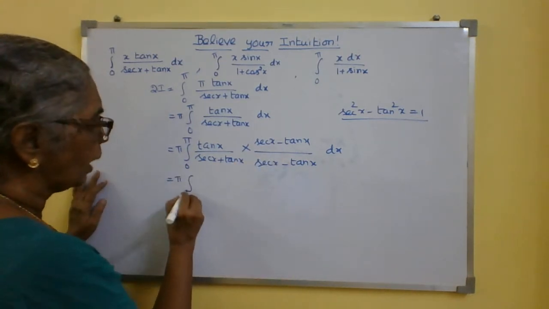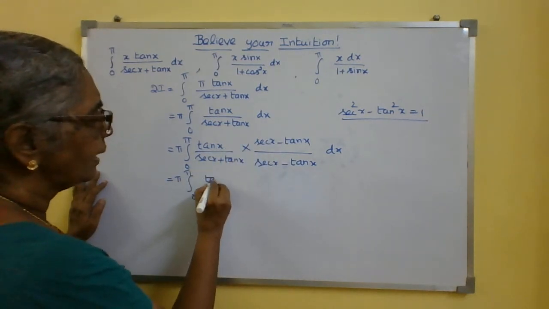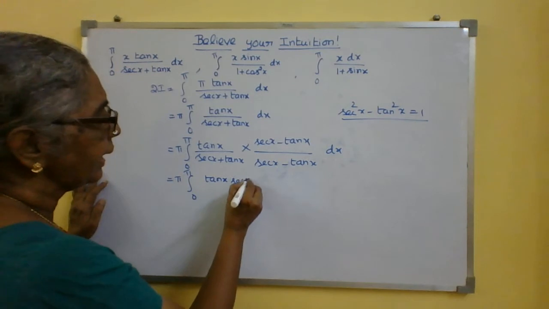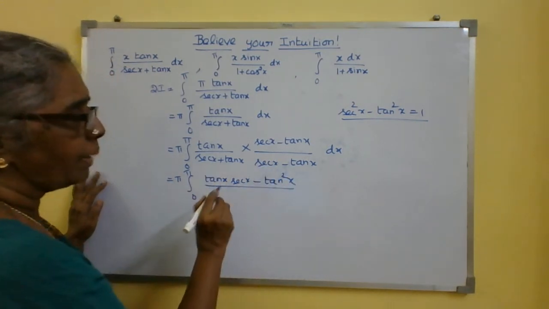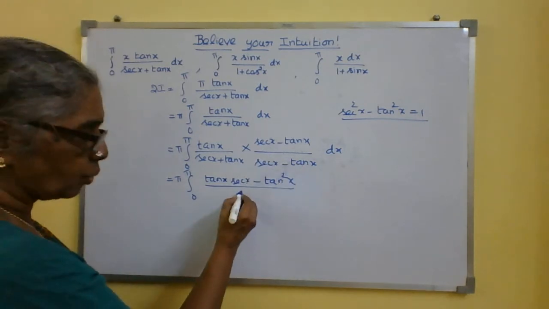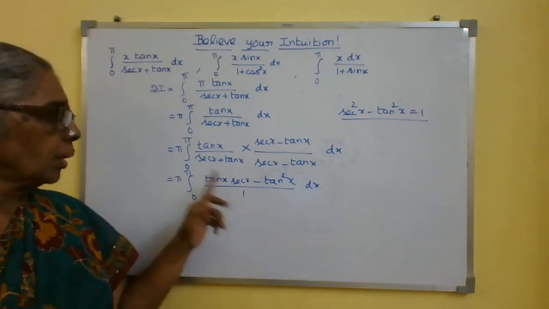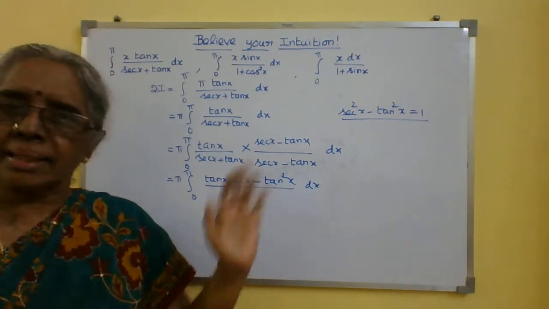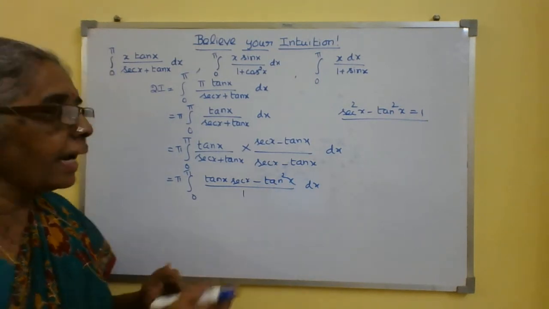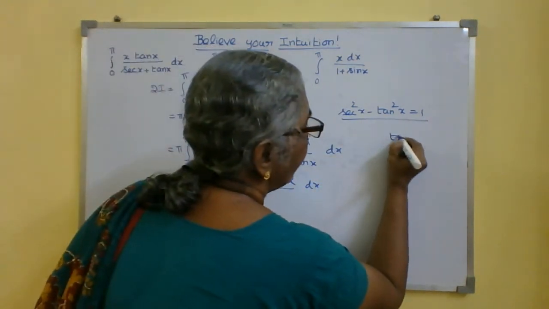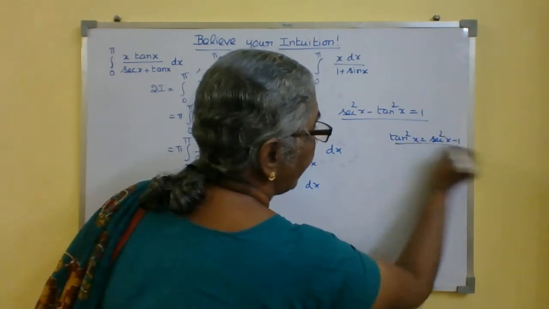So I will write pi now, integral 0 to pi. Here I can multiply. So I will be getting tan x secant x minus tan squared x. Now as I told you, the denominator is secant squared x minus tan squared x. So just 1 and dx. Okay. Now there is a direct formula for integral secant x tan x that you know. But tan squared x you don't have a direct formula. Again, from this itself you can write tan squared x is equal to secant squared x minus 1.